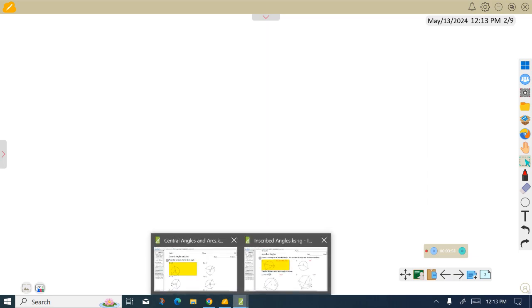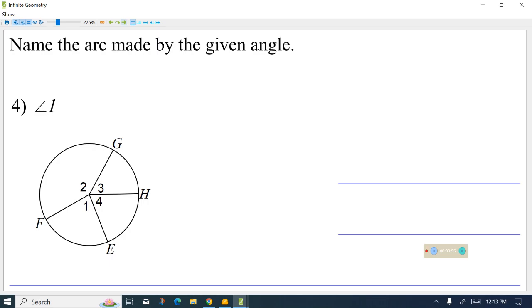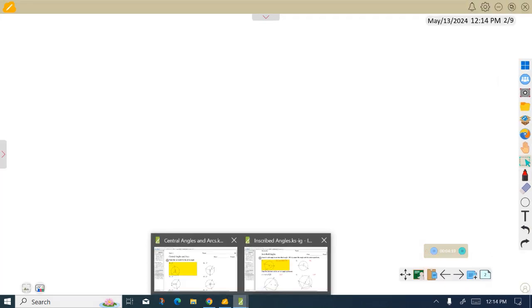So, number 4. We're getting to number 4. Think about it. Take a second. The simple things that I'm trying to show you guys to make sure that you don't make a simple mistake is just darken the lines, and let's be sure we're sure. We can see that it hits E and goes all the way to F. So the arc made by angle 1 is EF. So I'll let you guys think about the next one.